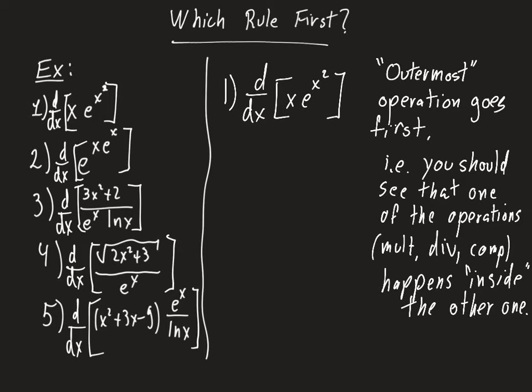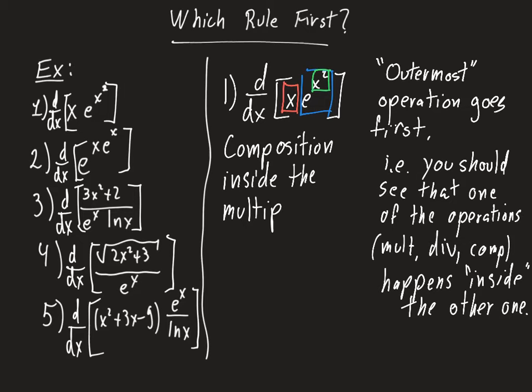So this example number one, we have x times e to the x squared. And we see that we have a multiplication of two functions. And it just so happens that inside the second function that we have the multiplication in, we have a function composition. So I'll say this the other way. We have a function composition that is happening inside the multiplication. Okay, so that means that the outermost operation is our multiplication, which means we should be using the product rule first.